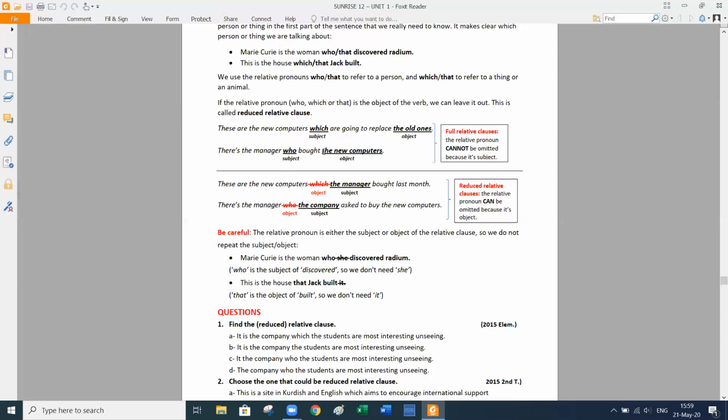And bought what? Bought the new computers. So that's the object. As you see, this is a very simple form of a sentence, of a clause. Subject, verb, and object. Simple. Subject, verb, object. The subject comes before the verb, and the object comes after the verb. So this is also a full relative clause, and the relative pronoun cannot be omitted because it's the subject.